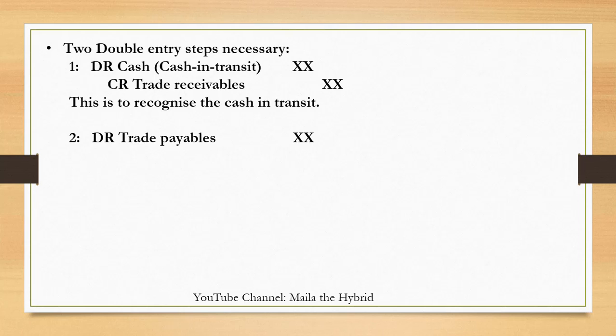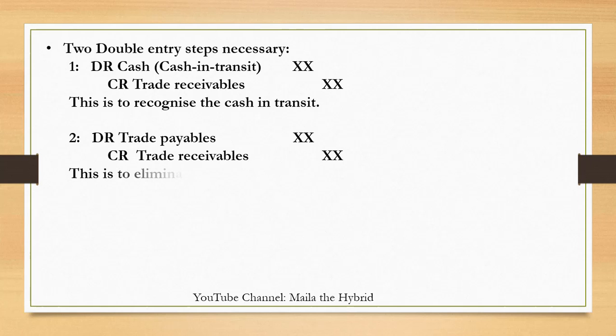And I just have to note one thing. Since the customer has already paid for goods, it will have already adjusted its trade payables for the cash that it paid for. And so this amount of trade payables will be the right balance. So we credit trade receivables by the same amount.